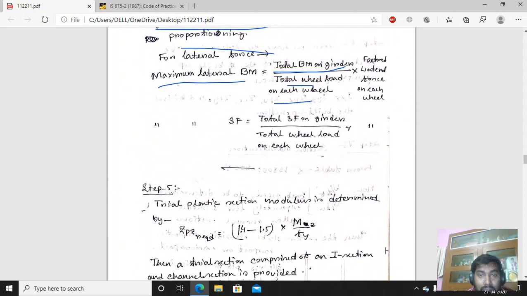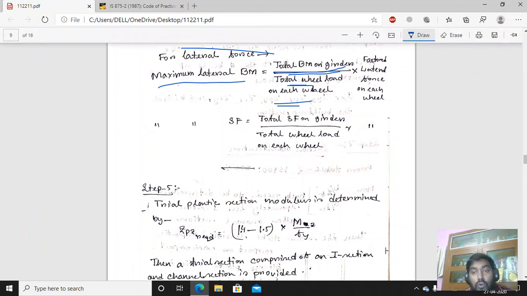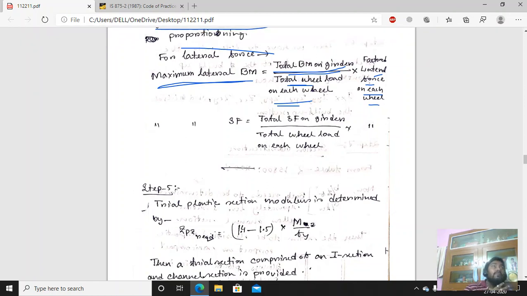Here I have written that the total bending moment on the girder by the total wheel load on each wheel, the reaction force on each wheel that we have calculated. This is the proportion. We have to multiply it with the factored lateral force, and by that we will get the maximum lateral bending moment. This is called proportioning. By the proportion of the vertical load with the vertical bending moment, we determine the lateral bending moment. Similarly, the lateral shear force is also determined by the similar formula.